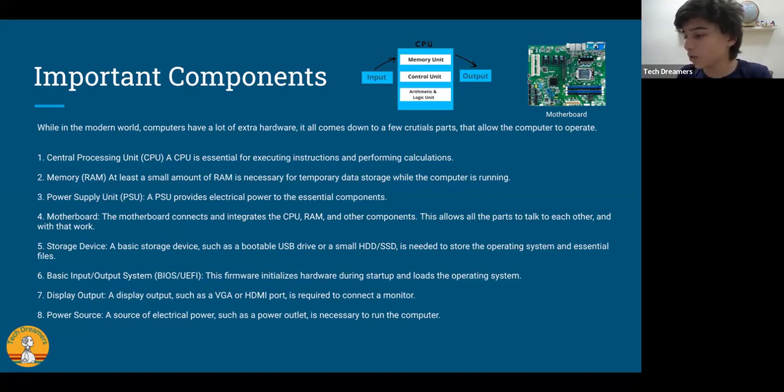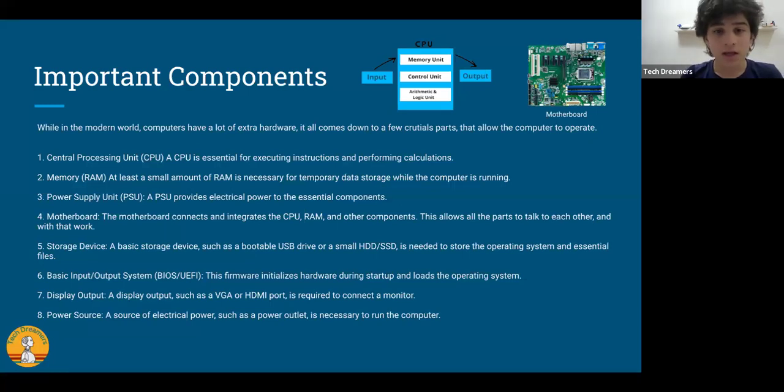A CPU is essential for executing instructions and performing calculations. So you can think about this as like the computing power, right? Central processing unit. This is what processes the data that we discussed before.